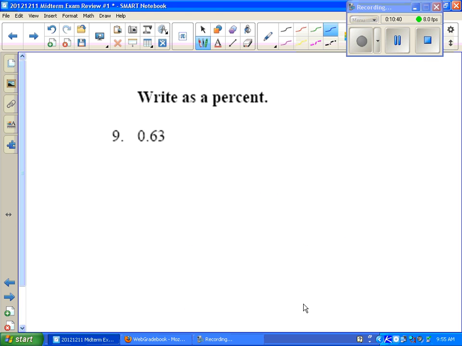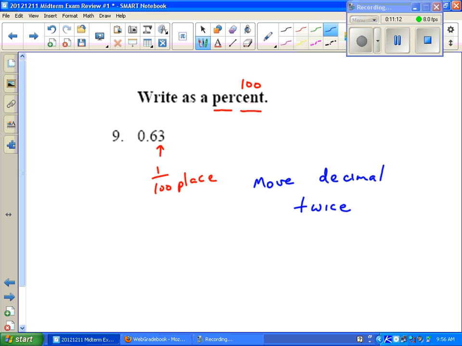Number 9, write as a percent. And anytime you see that word percent, that means per 100. This digit 3 right here, that is in the 100ths place. That's the 10ths place, and then 100ths place. So what you need to do is move the decimal twice. So you have 0.63. Move that decimal over once and twice, and you get 63%.